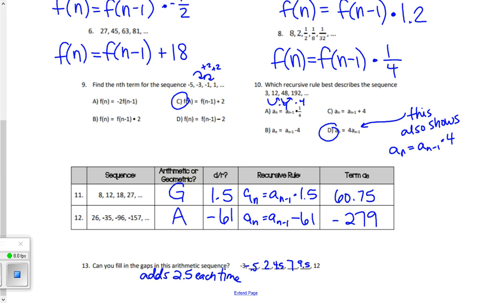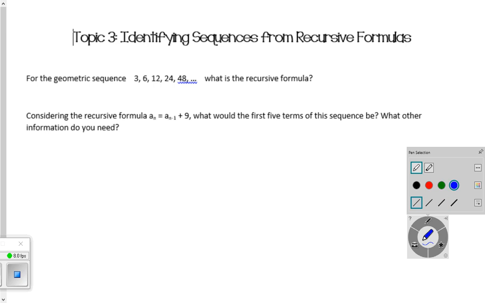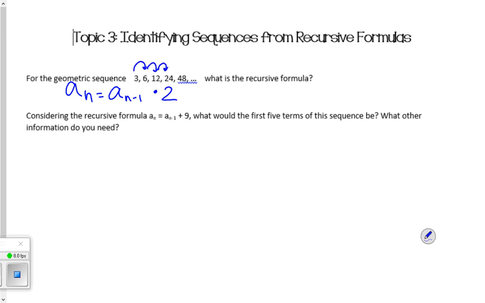So let's get into topic 3. It says for the geometric sequence 3, 6, 12, 24, 48, what is the recursive formula? So it's just a little review from yesterday. We would have a sub n equals a sub n minus 1 times 2, because this is just doubling as we go through the pattern: times 2, times 2, times 2. Okay? Just a quick little review. Hopefully we're good with that.